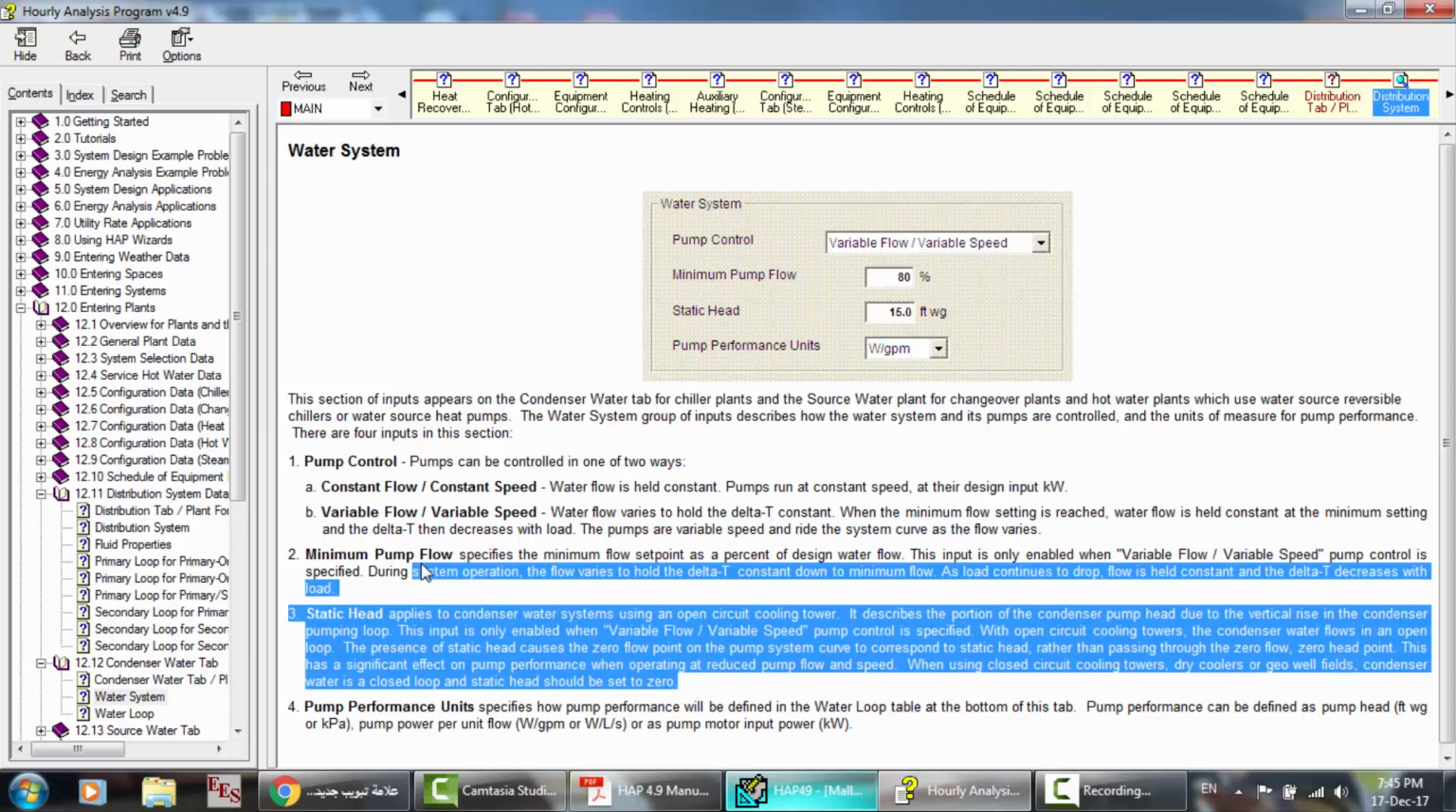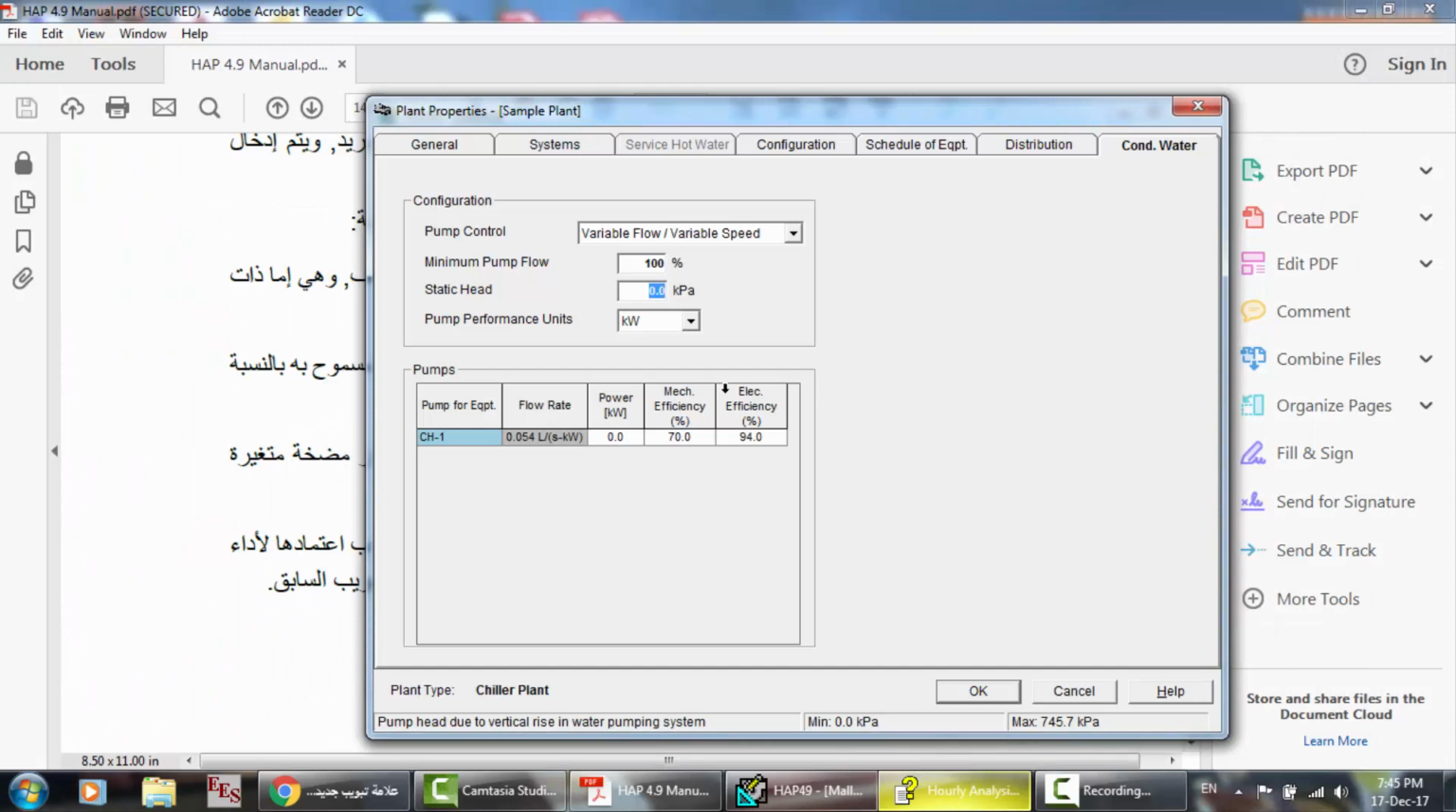So, gentlemen, you have to know the details of the system you use and get the information required for these steps, because you have to be careful when you use these inputs.